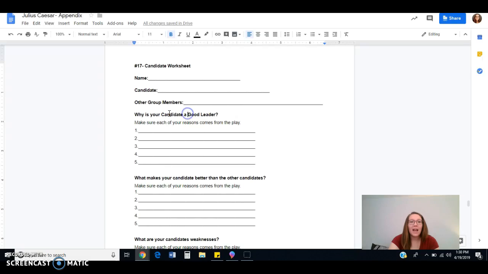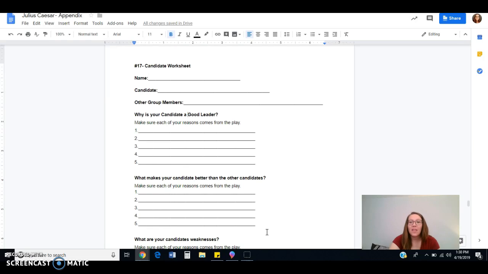And they have to do, why is your candidate a good leader? What makes your candidate better than the other candidates? And what are your candidate's weaknesses? And then they come together as a group and they compare notes. But the thing is that they can't just spout off words. They actually have to have context from the play. So I don't need a page number or anything, but it has to be something that I know that that character did or said or acted like during the play, or else it's not going to count as a point.